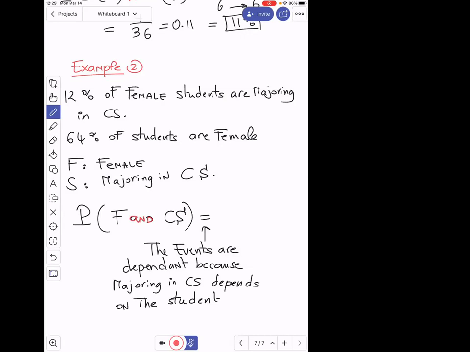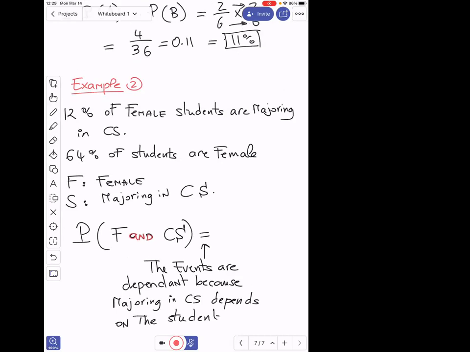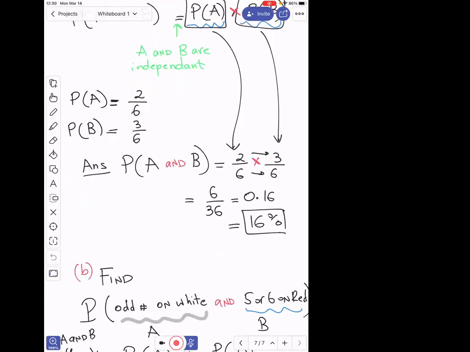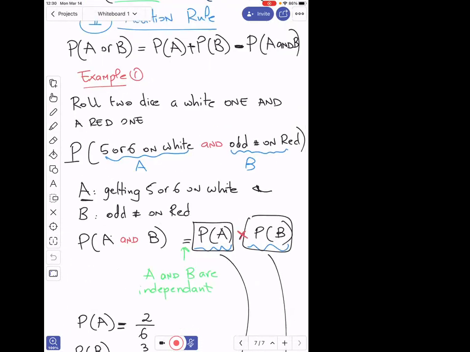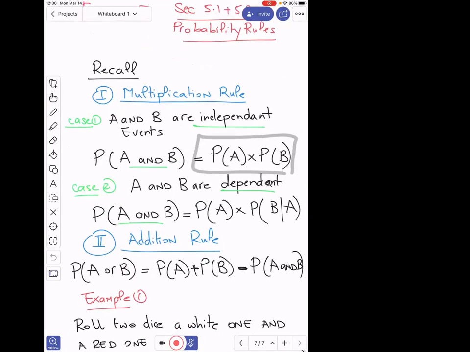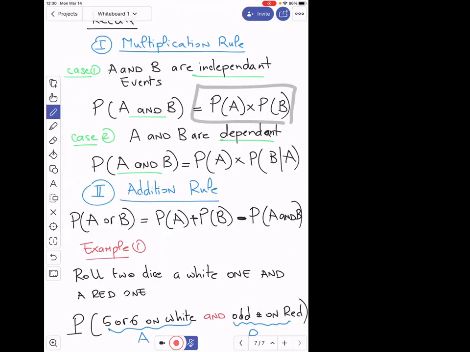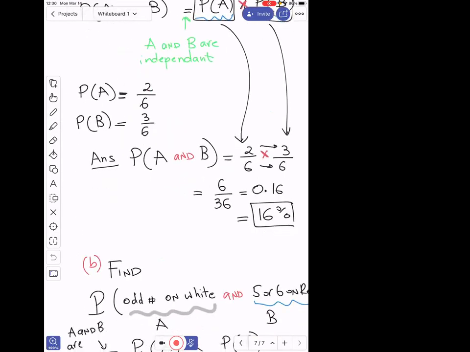So we are supposed to apply the second formula, right? When the two events are dependent. That will be this second formula right here. A and B are dependent, so that's the probability of the first event times the probability of the second event given the first. So let's just apply the same formula here.